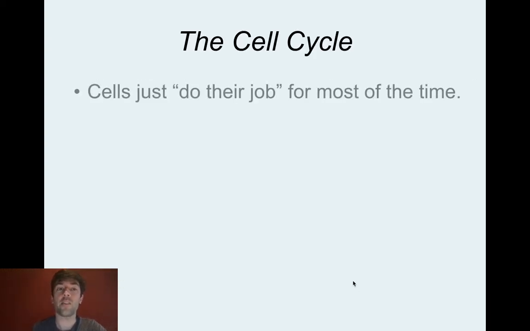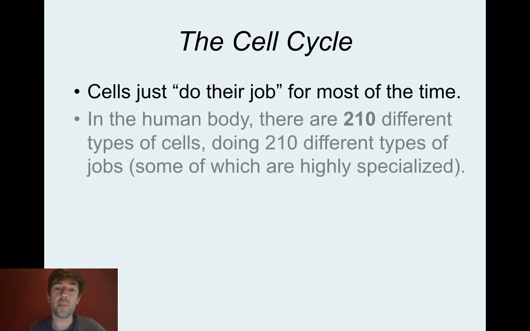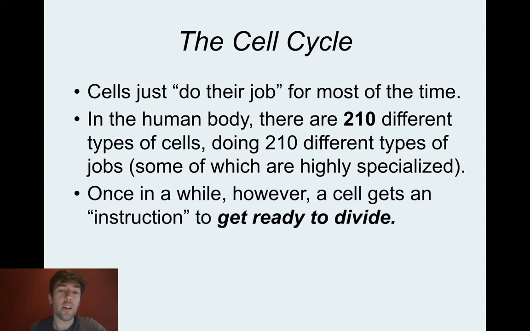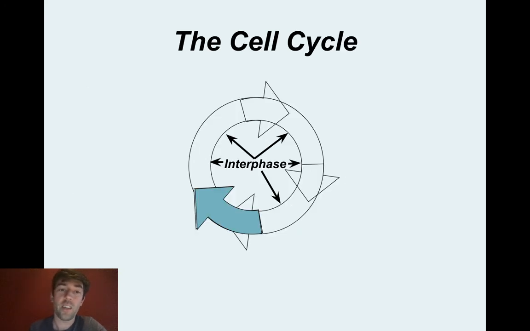So here's the cell cycle. Most of the time cells just do their job, and they're just kind of functioning, doing whatever their job is. There are lots of different jobs that cells can be doing. There are, in fact, 210 different types of cells in the human body. Each one has a different role, some of which are extremely specialized and very different from all the other cells. However, once in a while, a cell does its job for a little while, and then every now and then some new instructions come along, and they say, get ready, you're about to divide, okay?